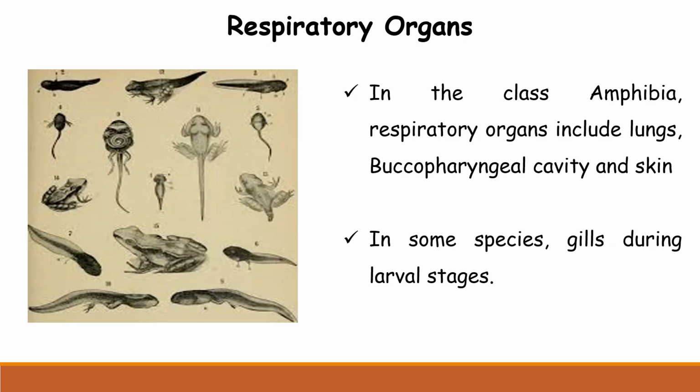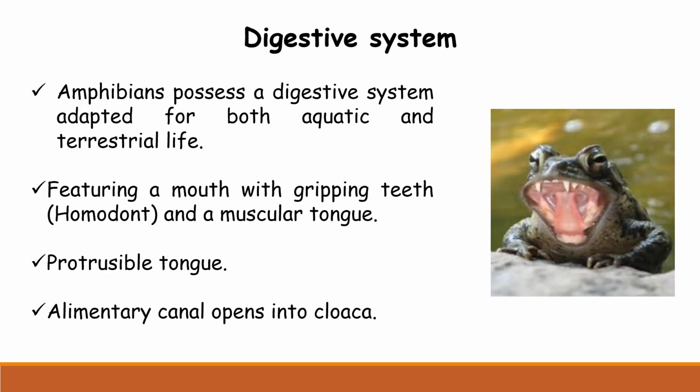Now, the respiratory organs. In the class Amphibia, the amphibians can lead both an aquatic as well as a terrestrial mode of life. So the aquatic amphibians have gills, and some amphibians have lungs, that means the terrestrial ones. We can even see that the buccopharyngeal cavity, the buccal cavity, as well as the skin also act as respiratory organs.